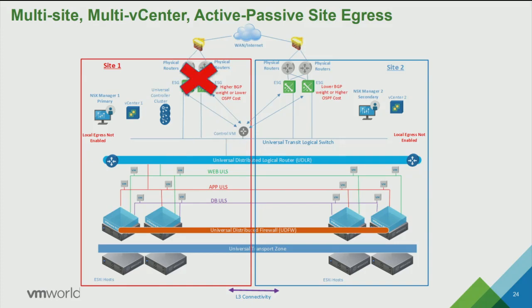Now if connectivity is lost here, the universal controller cluster will get the new routes. We'll say, okay, the new routes are out the site 2 ESGs, obviously, and it'll pass that to the universal controller cluster. That information will be forwarded to the hosts. Now the hosts will use the site 2 ESGs. Okay? So this is one model here.